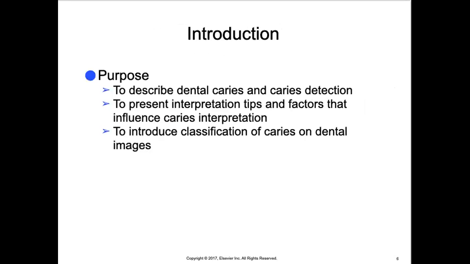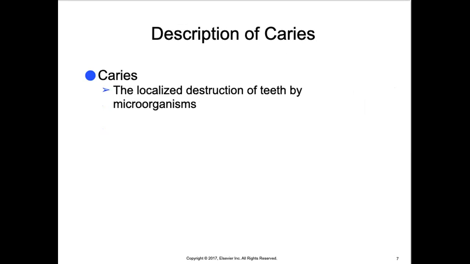So the purpose of this chapter is to describe dental caries and caries detection, to present interpretation tips and factors that influence caries interpretation, and to produce classification of caries on dental images. Caries is one of the most frequent reasons for obtaining dental images. The description of caries is the localized destruction of teeth by microorganisms or bacteria. This is also known as tooth decay or a cavity.